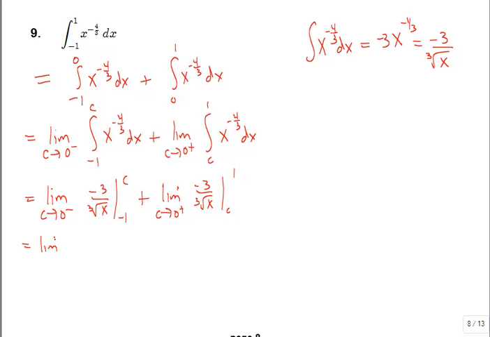So if I plug in c on top, this is negative 3 over the cube root of c minus, if I plug in negative 1, the cube root of negative 1 stays negative, so this is negative 3 over negative 1, which is positive 3. And then if I plug in 1 into this expression here, negative 3 over the cube root of positive 1, the bottom is positive, so negative 3 over 1 is negative 3. Oops, I don't need my limit in there for that one, but I do need it for this second one.